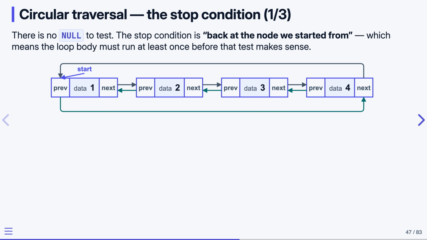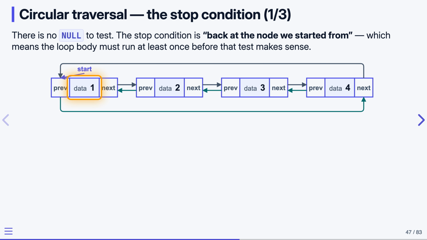Now let's walk a ring and print every node. There is a catch. There is no null to test, because on a ring next never becomes null. So the stop condition is different. We stop when we are back at the node we started from.